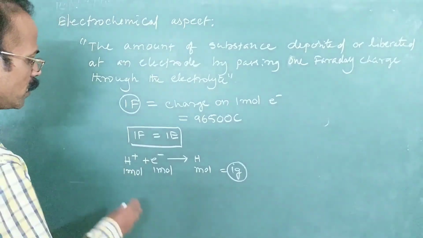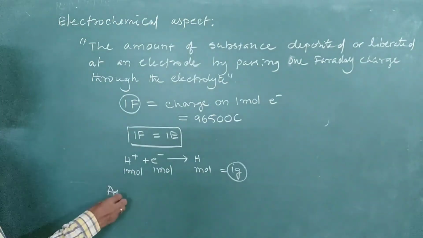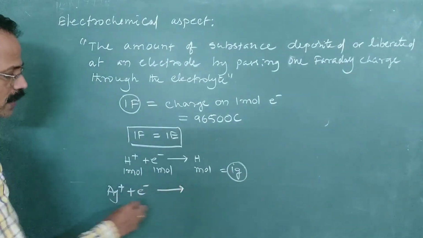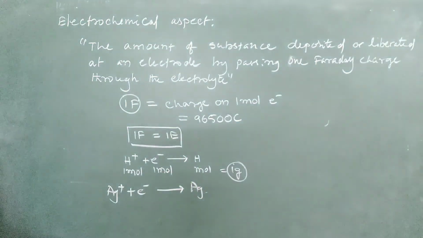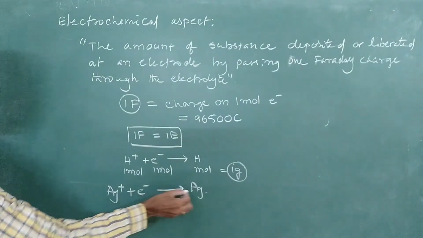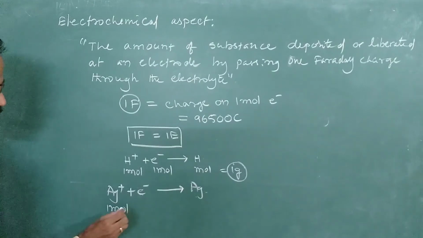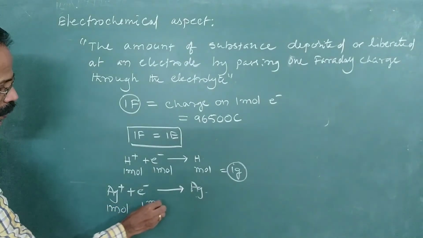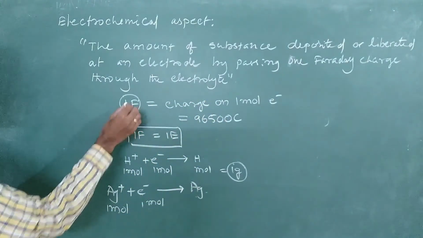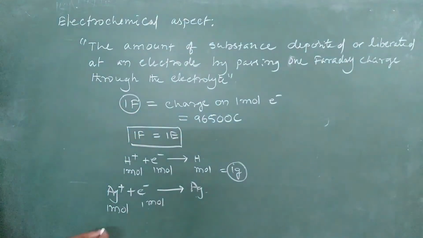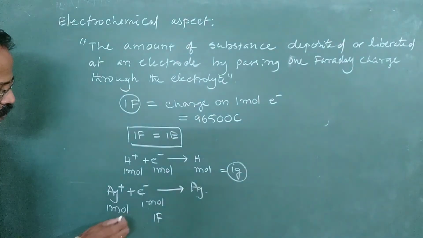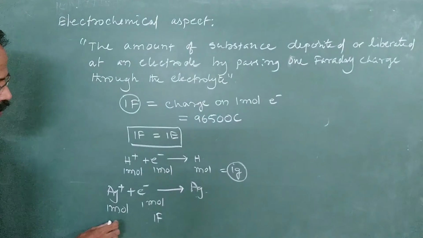For example, in the electrolysis of silver nitrate, Ag+ is discharged at the cathode in the formation of silver. So here 1 Ag+ ion is discharged by 1 electron, or 1 mole of silver ions are discharged by 1 mole of electrons. 1 mole of electrons means what? 1 mole of electrons is equal to 1 Faraday, the charge of 1 mole of electrons. So 1 Faraday deposits 1 mole of silver.